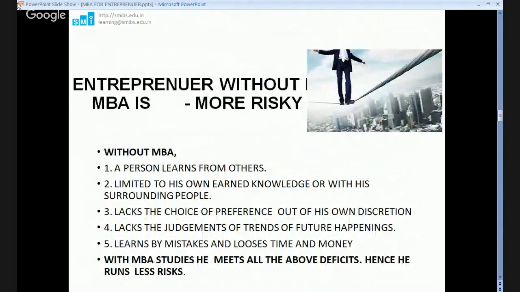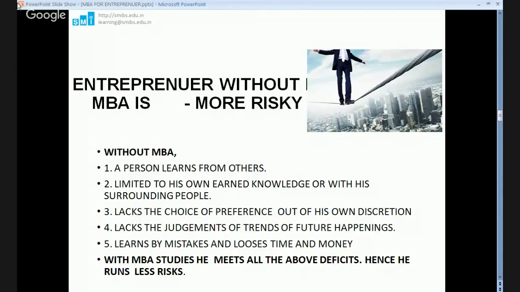An entrepreneur without MBA is more at risk because of the lack of knowledge of what has already been seen, which makes a person weak. He may have his own thinking, and it may not be practicable, or it may lead to a loss. An MBA entrepreneur is always very careful, he knows many things, and failure may happen, but the probability may be very small. A person learns from others.